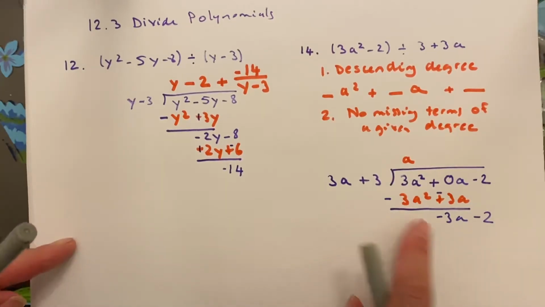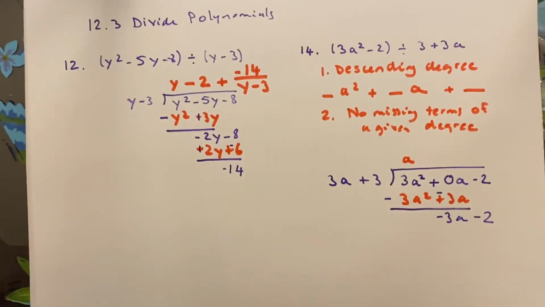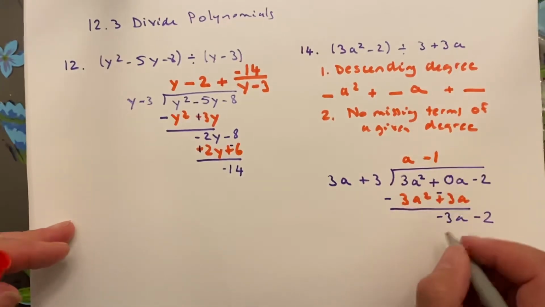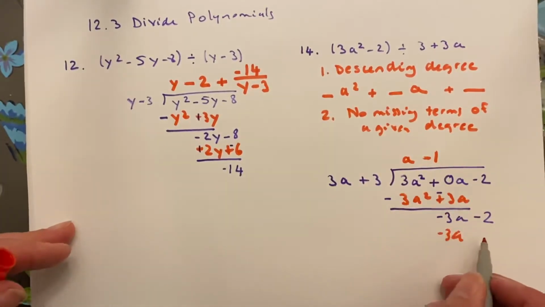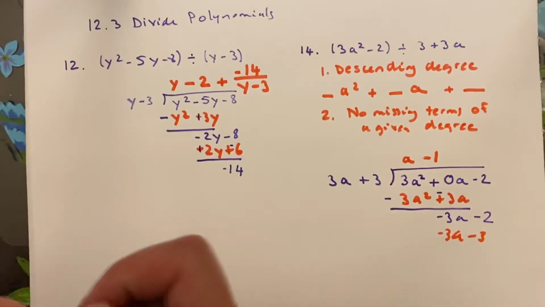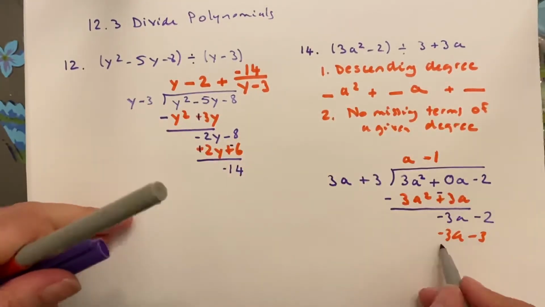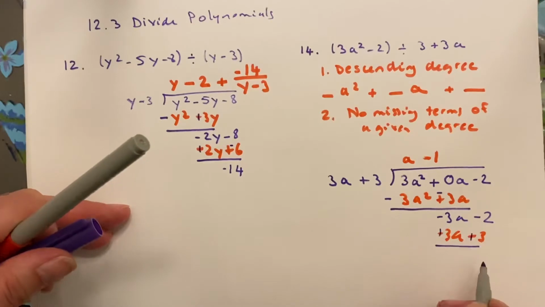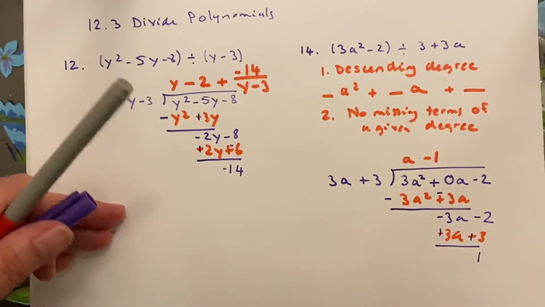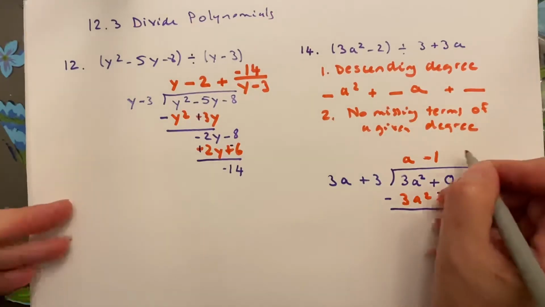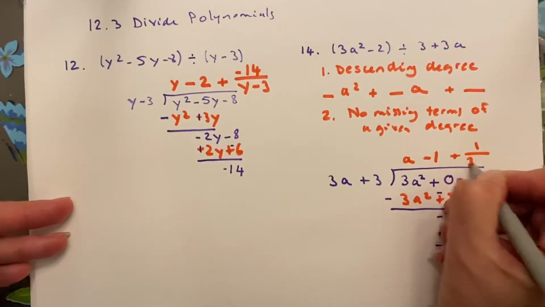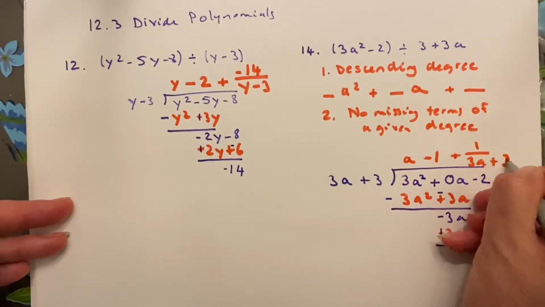What times 3a will give me negative 3a? Well, negative 1. And when I do that, I get negative 3a. Negative 1 times 3 is negative 3. When I subtract them, changing my signs, I get a remainder of 1. And so my answer is a minus 1 plus 1 over 3a plus 3.